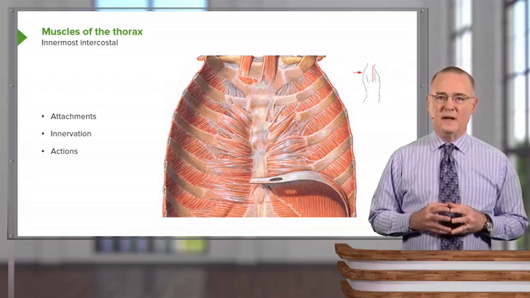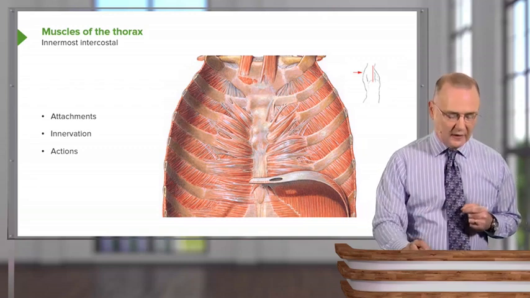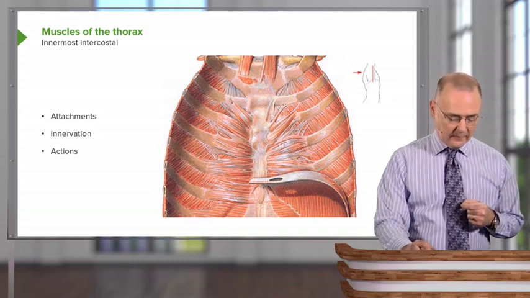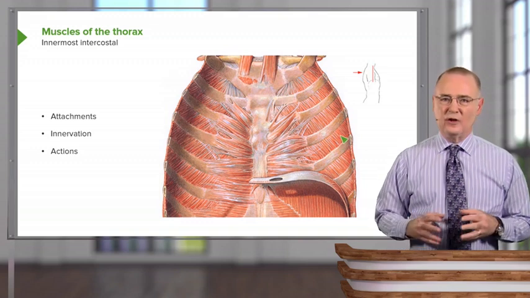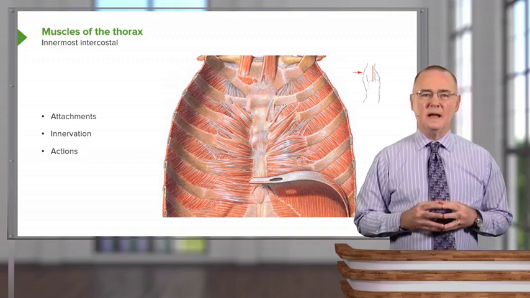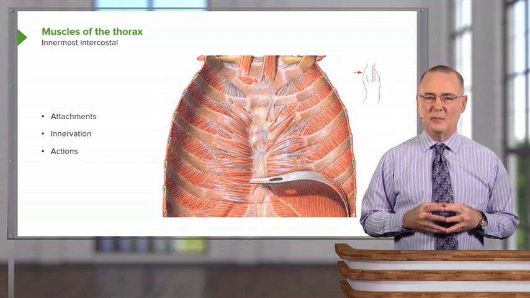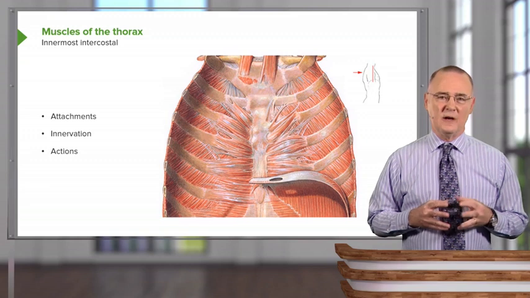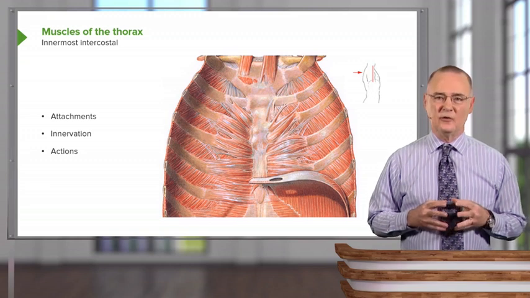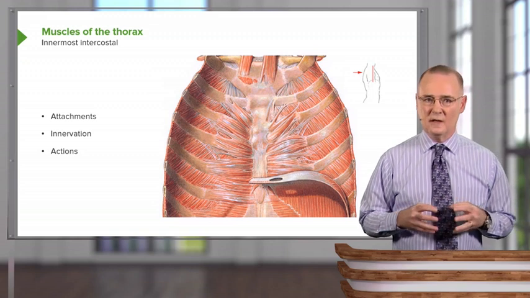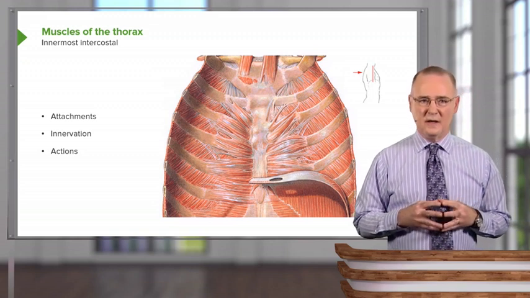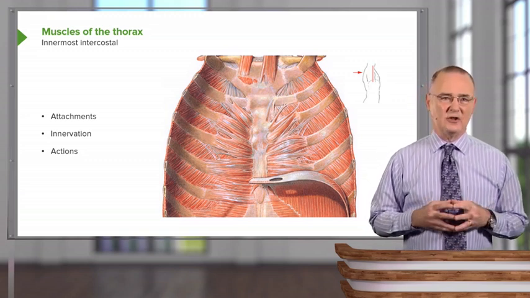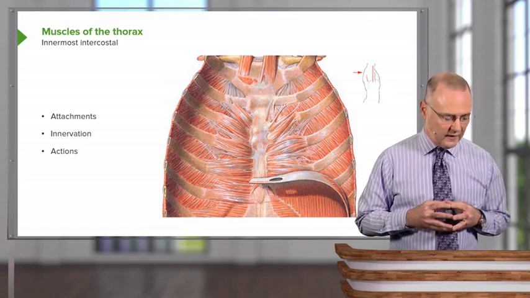The innermost intercostals are going to be the deepest intercostal muscle layer. They are not well discernible in this illustration, but they occupy the intercostal spaces like the intercostal muscles do. Their fibers are directed in the same orientation as those of the internal intercostals. Consequently, they're also innervated by the intercostal nerves, and they will assist in the same actions as the internal intercostal muscles.